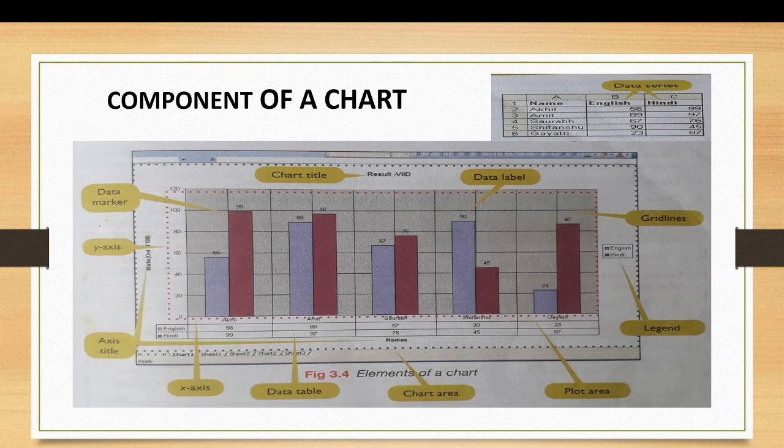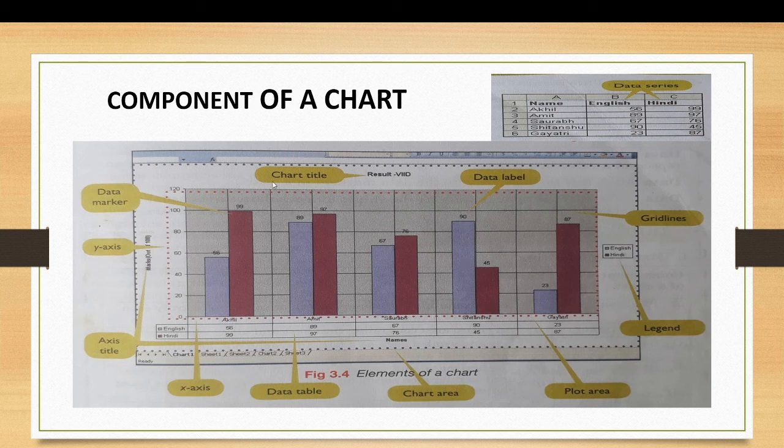Now next, if you go inside, we can see a data marker. So you can see some long rectangular blocks. We call this a data marker, and this data marker represents a particular data series. And above the data marker, you can see the number there. We call this number a data label that signifies a value for a data marker.